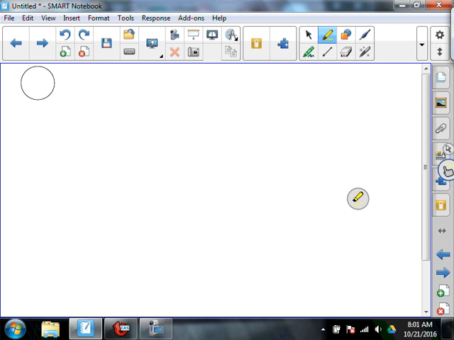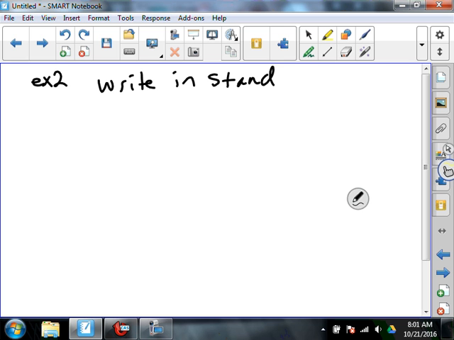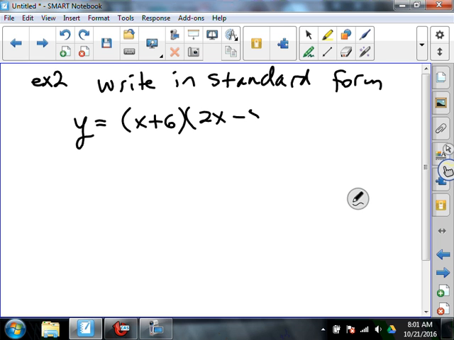Example 2. Also write in standard form. y equals (x plus 6)(2x minus 5).